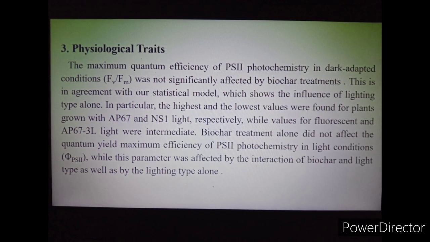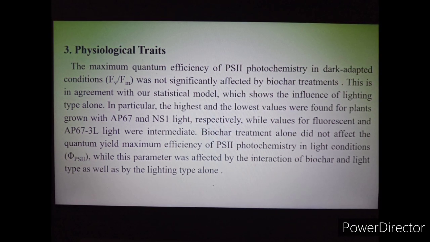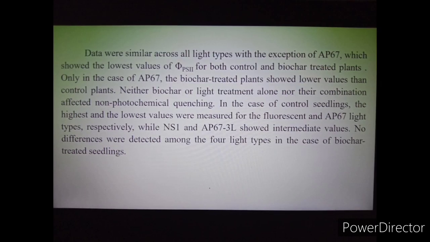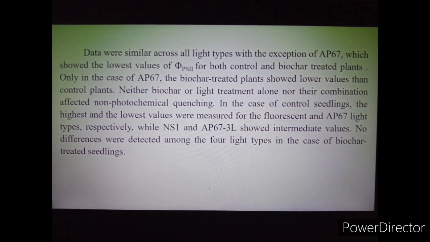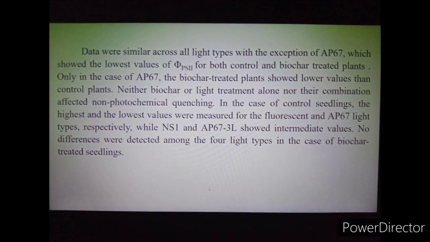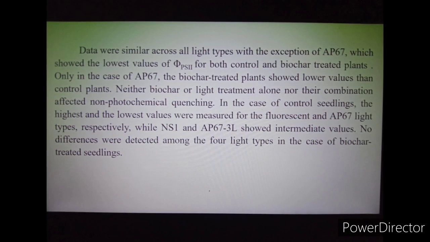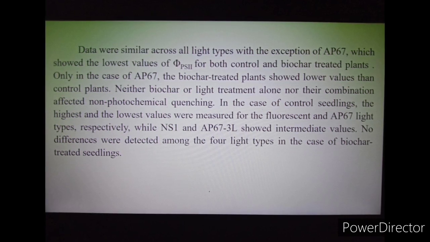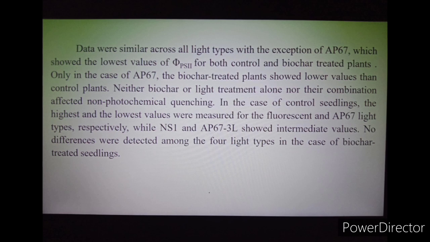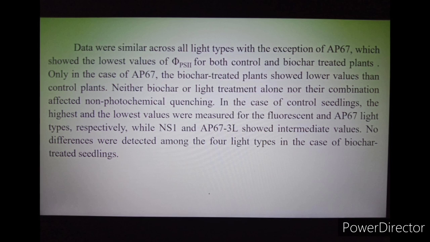While this parameter was affected by the interaction of BioCar and light type as well as by the lighting type alone, as I will show you in Table 5. Data were similar across all light types with the exception of AP67, which showed the lowest values for both control and BioCar treated plants, shown in our next figure. Only in the case of AP67did the BioCar treated plants show lower values than control plants, in our next figure that I will show you.